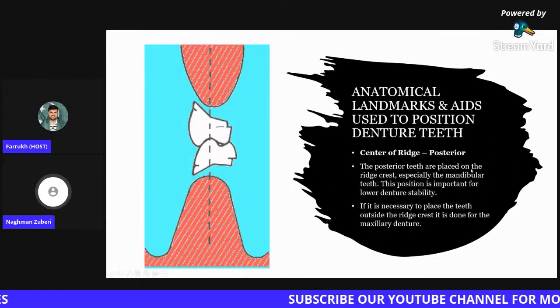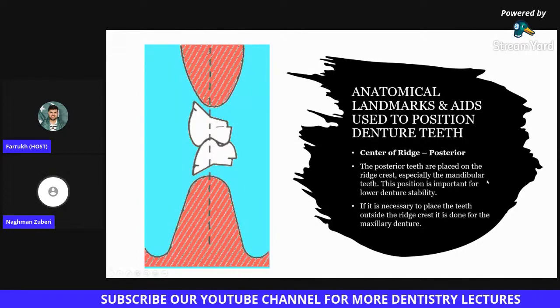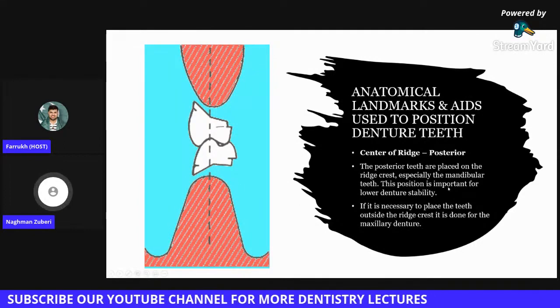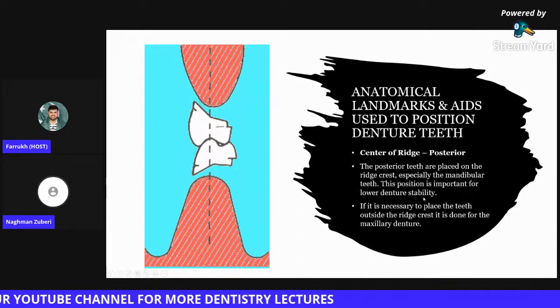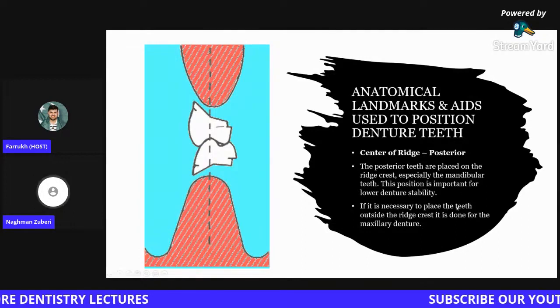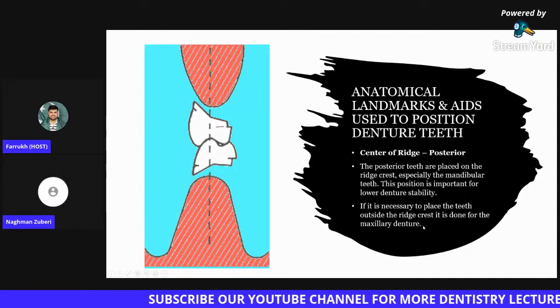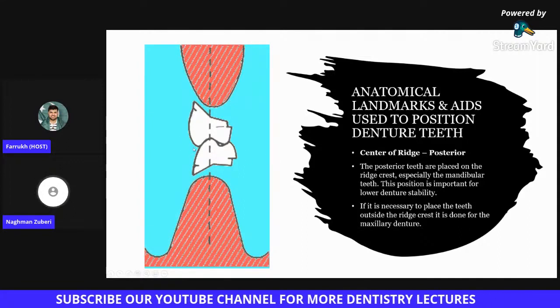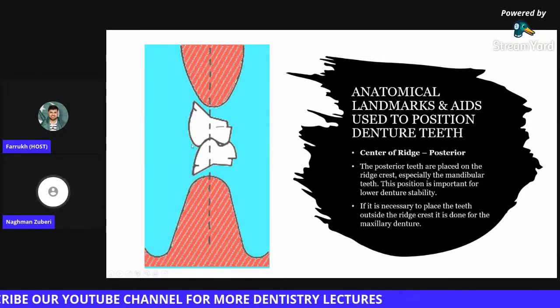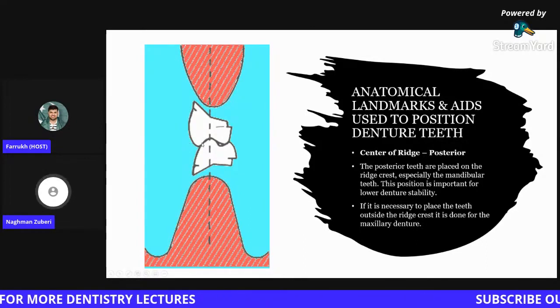The posterior teeth are placed on the ridge crest, as I have already mentioned, especially the mandibular teeth. This position is important for the lower denture stability. If it is necessary to place the teeth outside the ridge crest, then that is done for the maxillary denture. At times we have to play to have the proper horizontal overjet.